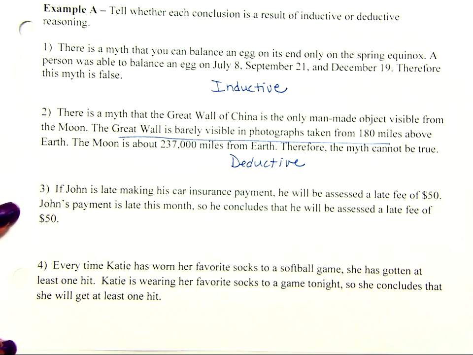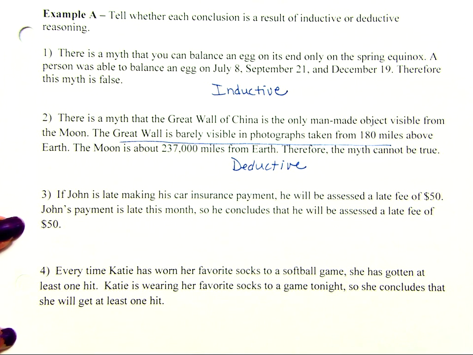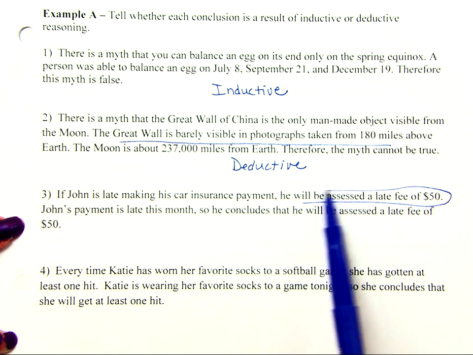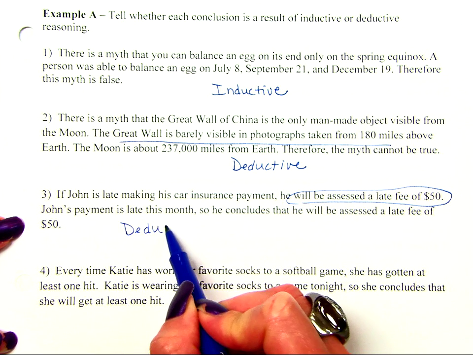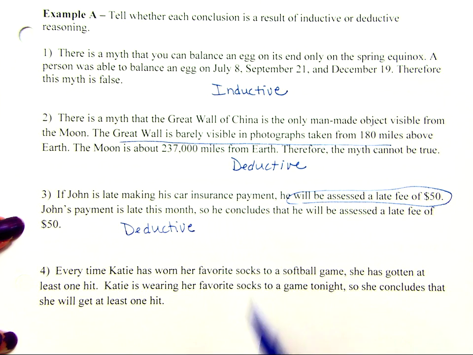Question number 3. If John is late making his car insurance payment, he will be assessed a late fee of $50. John's payment is late this month, so he concludes that he will be assessed a late fee of $50. Inductive reasoning or deductive reasoning? Well, the wording is important, and the fact that he'll be assessed a $50 late fee is going to say John is using deductive reasoning.